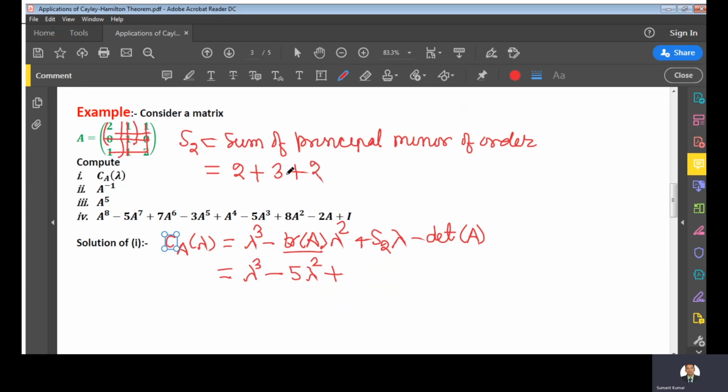So finally, the sum of my principal minors of order 2 is 7. So 7 times lambda minus the determinant of this matrix. As we discussed in one of my videos, how will you expand it? By Laplace expansion, correct? So the key point is what?